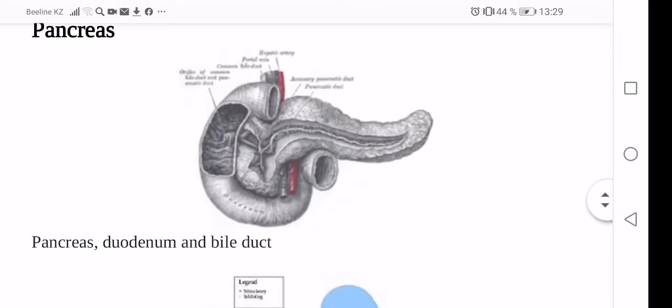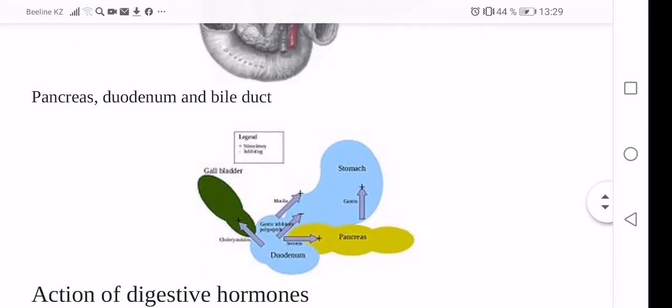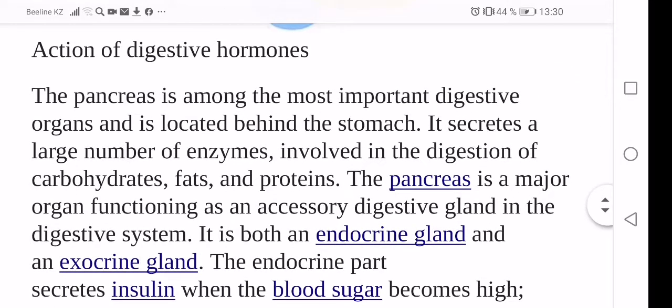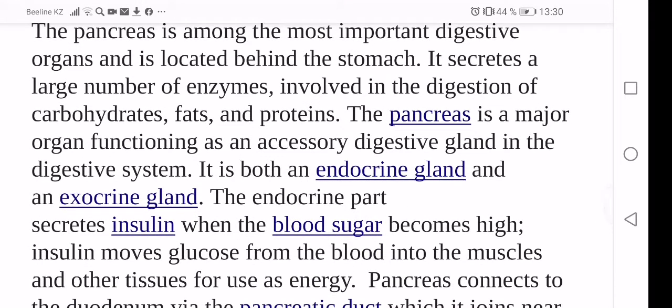Pancreas. This is the structure of the pancreas. It's behind the stomach. Action of the digestive hormones. The pancreas is among the most important digestive organs and is located behind the stomach. It secretes a large number of enzymes involved in the digestion of carbohydrates, fats, and proteins. The pancreas is a major organ functioning as an accessory digestive gland in the digestive system.